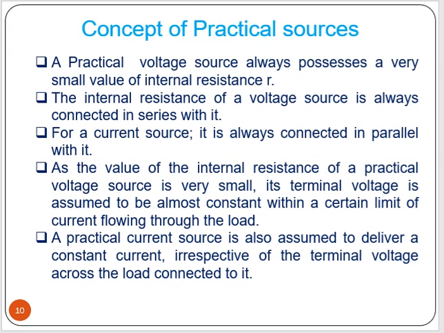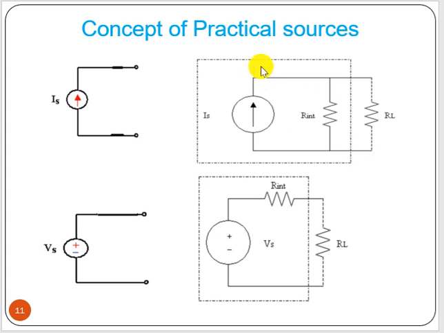Now, the concept of practical sources. A practical voltage source always possesses a very small value of internal resistance R. The internal resistance of a voltage source is always connected in series with it. For a current source, it is always connected in parallel with it. Now, as the value of the internal resistance of a practical voltage source is very small, its terminal voltage is assumed to be almost constant within a certain limit of current flowing through the load. A practical current source is always assumed to deliver a constant current irrespective of the terminal voltage across the load connected to it. Now this is the practical source.